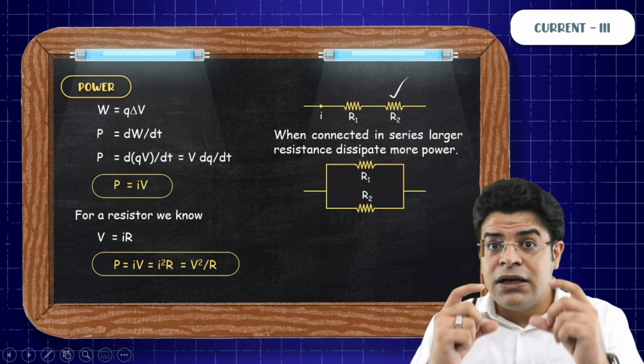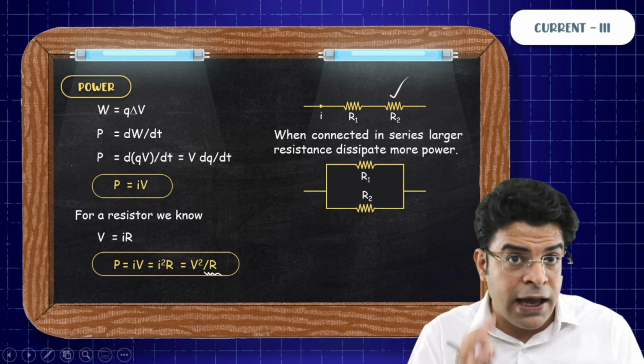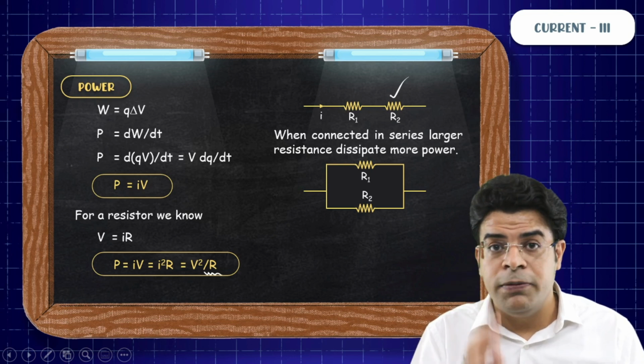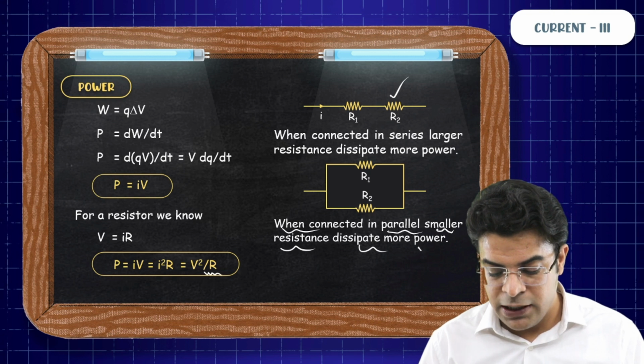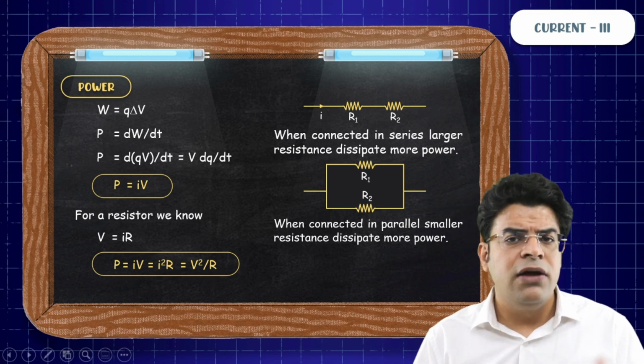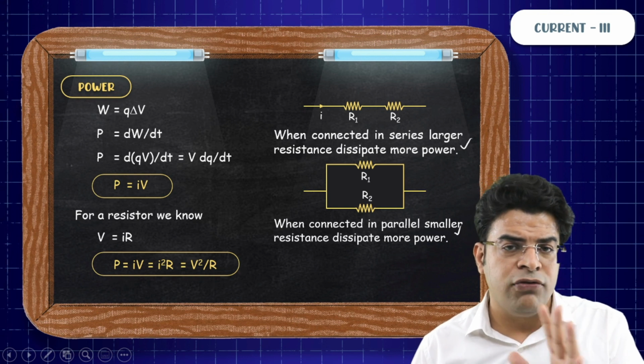When they are connected in parallel, the smaller resistor dissipates more power as the potential drop is the same. So you will say when connected in parallel, the smaller resistance dissipates more power. This is something simple which you must know. So I think that you knew already whatever I have taught till now.